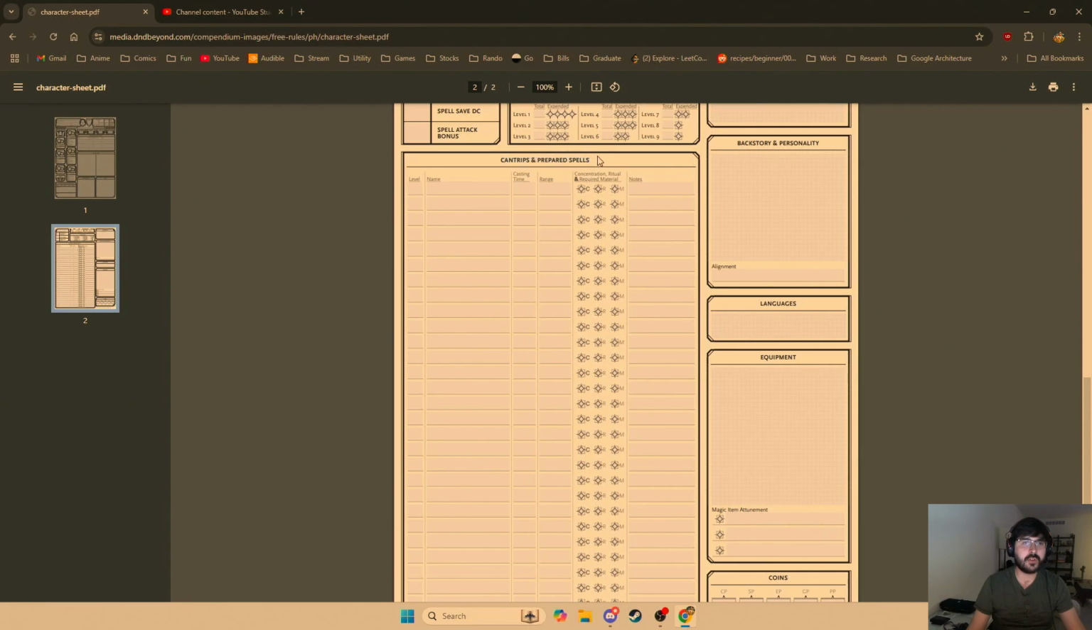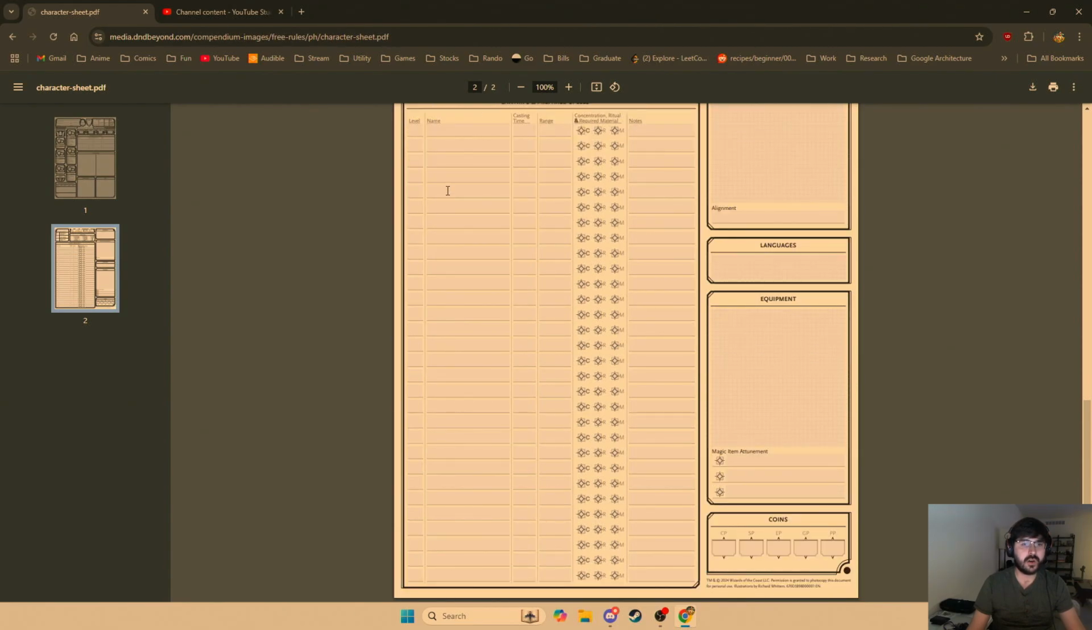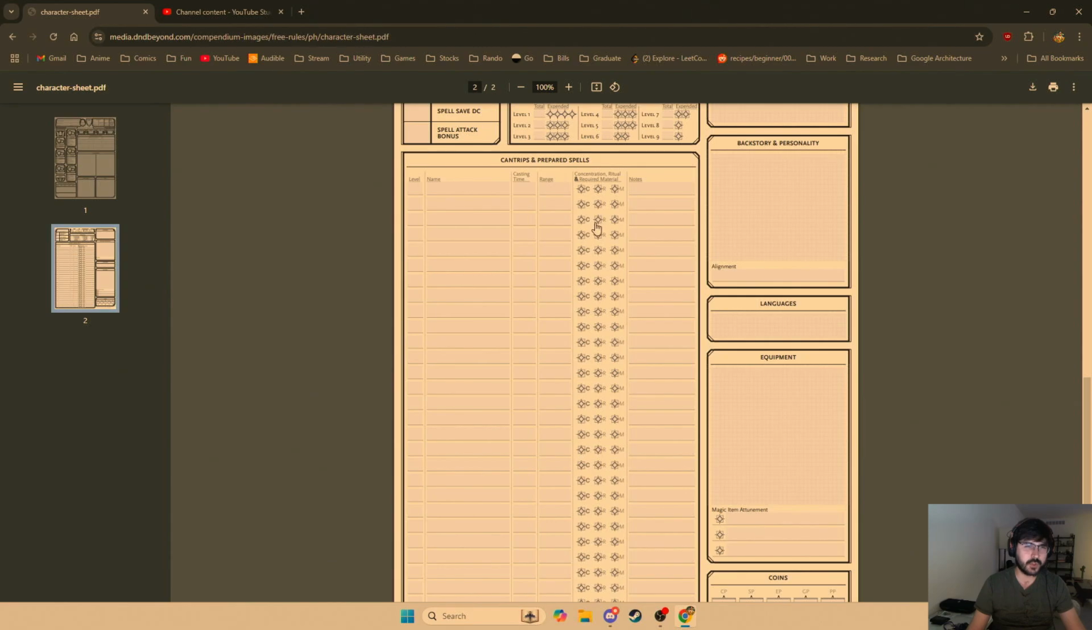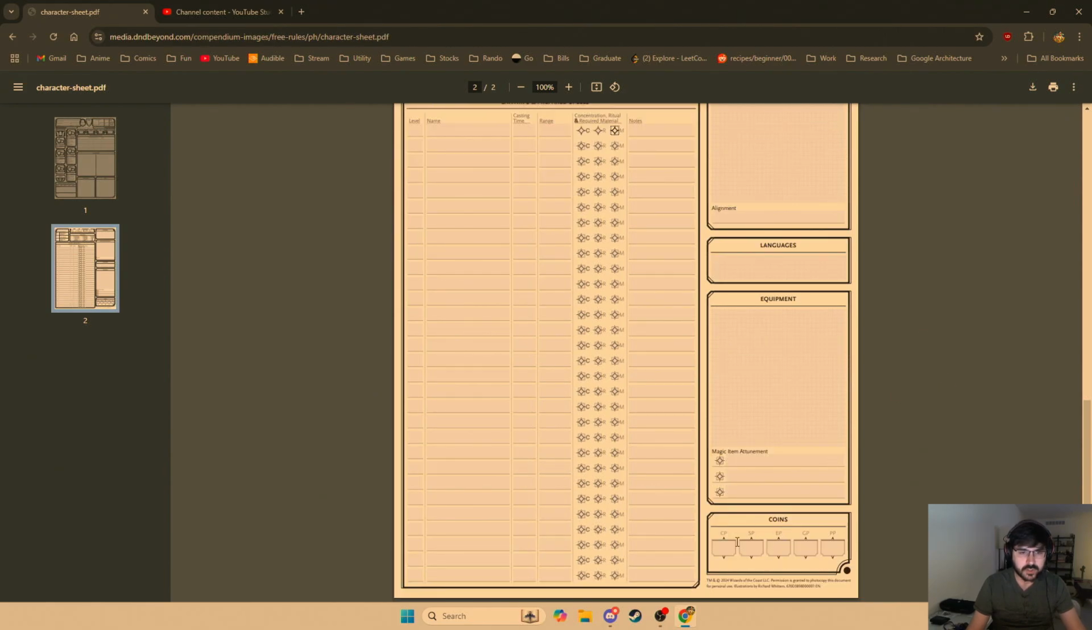Cantrips and prepared spells. I think you also put your scrolls in here. But yeah, these are all your spells, and whether or not you have concentration or the resources or materials or rituals, so you can list out what exactly they are and some general details on them. So overall this is good. Oh, and then these are your copper pieces.